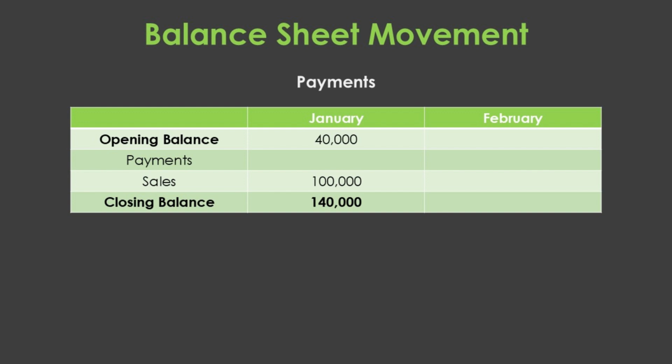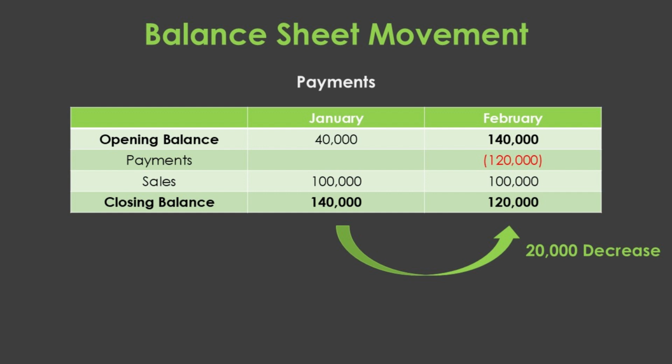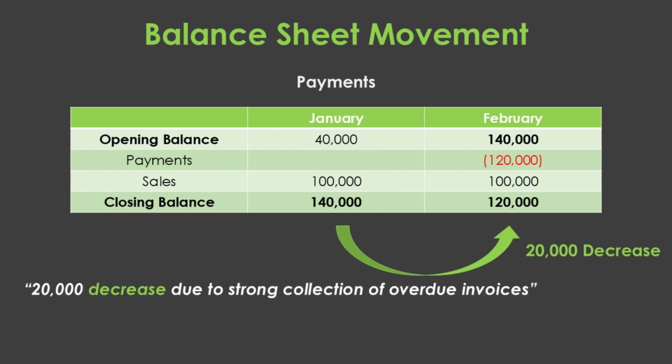In February, we received payments of 120,000. As this 120k payment is higher than the sales of the previous period, we can assume that we have received money for overdue invoices related to previous months. If our sales in February were the same as January, the only reason there would be a difference in the closing balances would be due to the payments we received in the current period. That's what this 20k decrease represents, collection of overdue invoices. So we can say 20,000 decrease due to strong collection of overdue invoices.